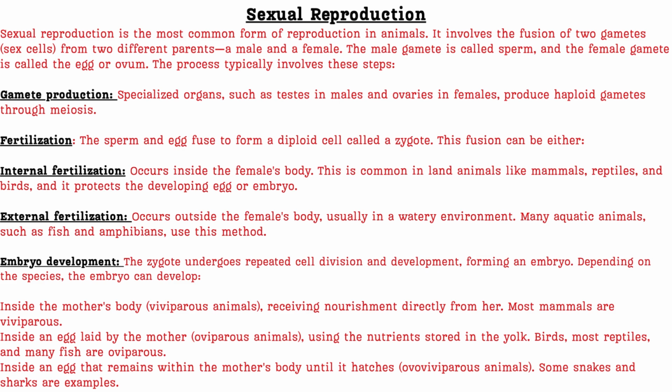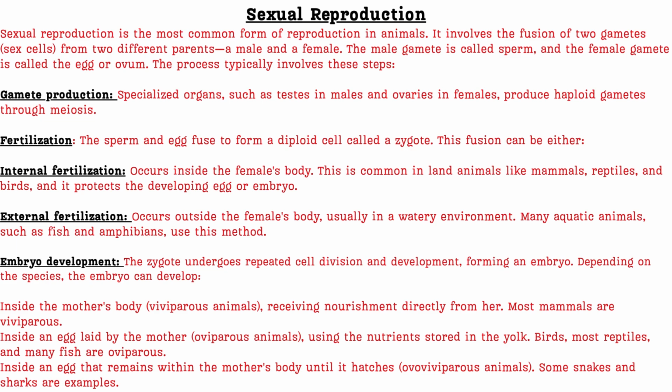Now, here we'll see the second type of reproduction that is called sexual reproduction. This type of reproduction will take place in higher animals and in human beings also. Sexual reproduction is the most common form of reproduction in animals. It involves the fusion of two gametes or sex cells from two different parents, a male and a female. The male gamete is called sperm and the female gamete is called the egg or the ovum.